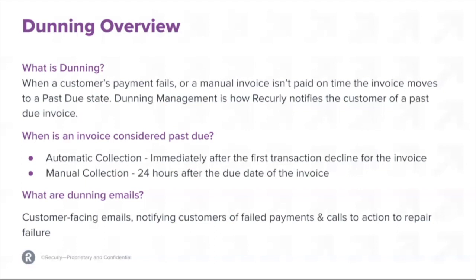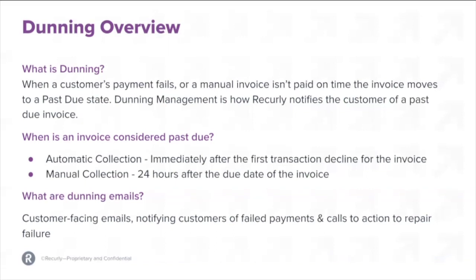Dunning management consists of two aspects: cadence of communication and content within those communications. The cadence of communications is referred to as the dunning schedule, and the content is set by configuring various dunning email templates. Dunning emails are customer-facing emails that Recurly can auto-send, notifying customers of failed payments and providing a call to action to remedy the failed payment. These communications can help recover failed payments, preventing involuntary churn and even future declines.